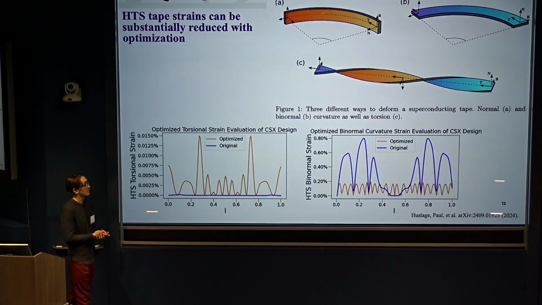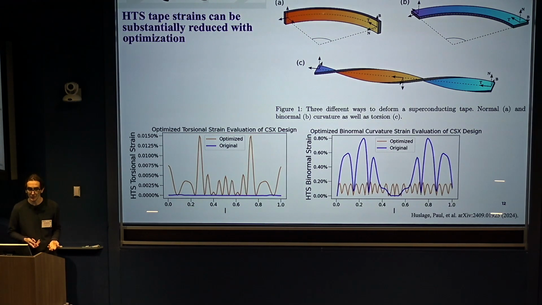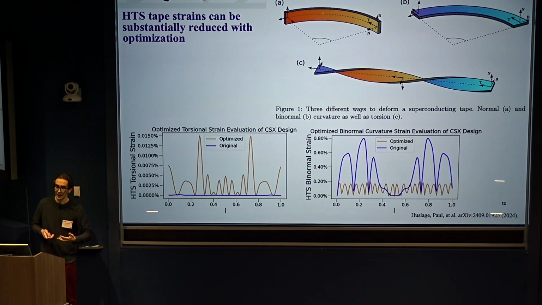Okay, with that, I now want to rattle through some of the recent work in filament optimization. This was already discussed by Paul at the Princeton meeting. I'll just mention again, one of the important things for HTS is that you can have different strains and you want to reduce them during optimization. One is the normal direction of the tape, one is binormal, and then one is torsion as you twist the tape.